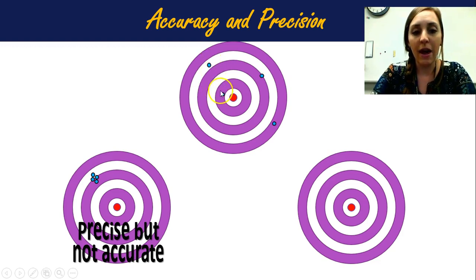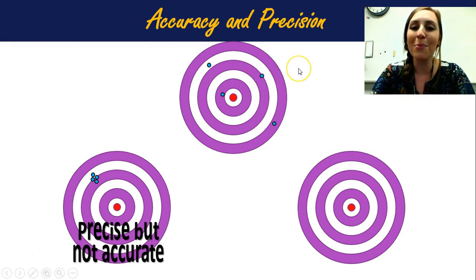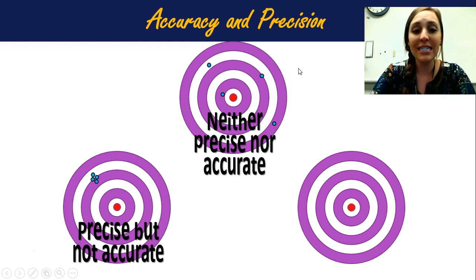Over here, we've got 4 darts in 4 different places. So you're not accurate because it's not hitting the bullseye, and you're not precise because you're not repeating the same thing each time. So this is neither precise nor accurate.